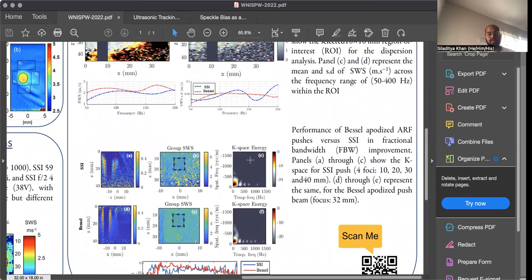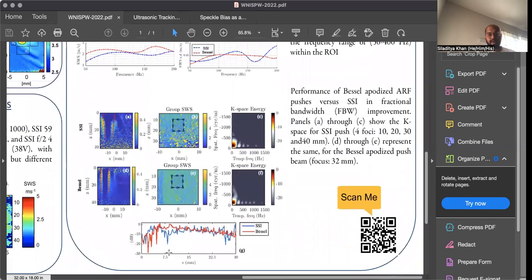The k-space energy intensity in spatial and temporal frequency shows higher bandwidth across the entire spectra. The pressure profile is consistent across depth, which may help us image deeply seated tissues in comparison to SSI.